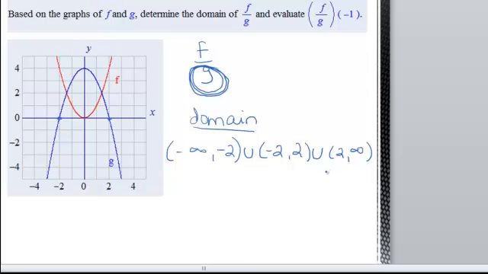So now we have to figure out what is f divided by g of -1. Well, there's a couple of ways you can do this, but that's the same thing as f of -1 divided by g of -1. Well, f of -1, here's -1. When you put that in f, that's the red one, f of -1 is 1. Well, what is g of -1? If you put -1 into g, you get 3. So this turns out to be 1/3.